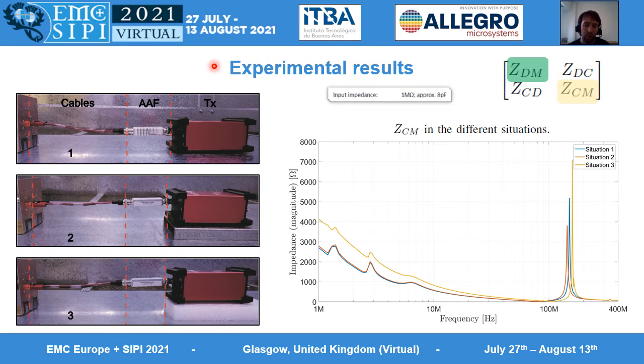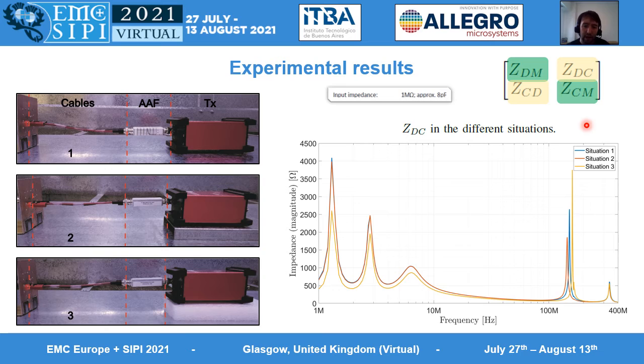Then in terms of the common mode impedance, as we were expecting, situation 3 is the one that shows the higher common mode impedance. You can see situation 1 and 2 practically show the same. And also the high frequency resonance is a little bit higher because of the common mode capacitance being lower. Besides that, the mode conversion, I mean the relation between the common mode current and the differential mode voltage, for example, is lower in situation 3 also. So by looking at these results, it shows that situation 3 should be the best scenario for having the lowest impact on BCI.